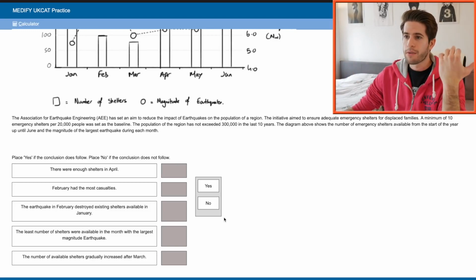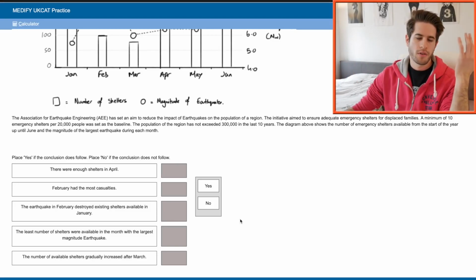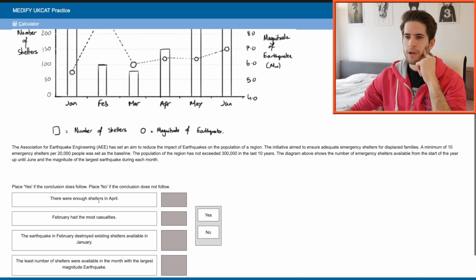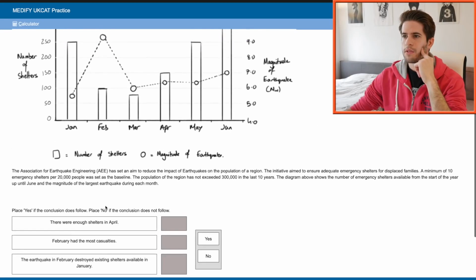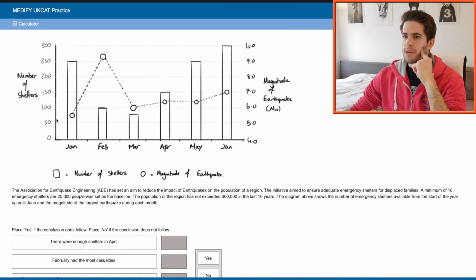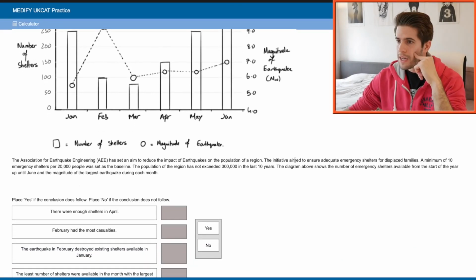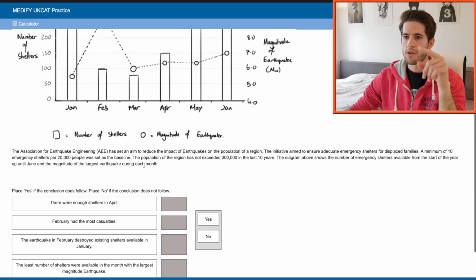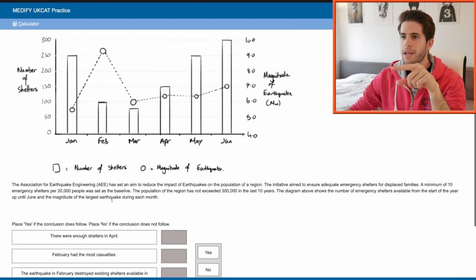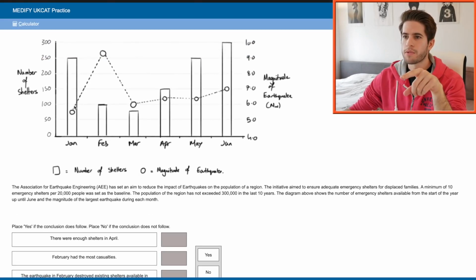They haven't told us how it's marked, but of course you want to answer as many as you can correct. There were enough shelters in April. Number of shelters, magnitude of earthquake. This doesn't tell me about enough, so I'm going to move to the paragraph. Adequate emergency shelters. A minimum of 10 shelters per 20,000 people was set as the baseline. Okay, so in April, I need 10 shelters per 20,000 people. So number of shelters is 125.